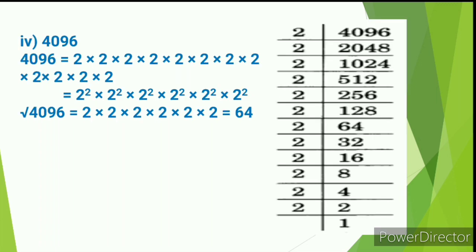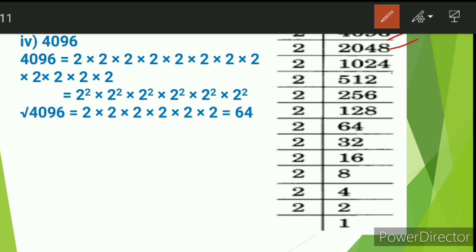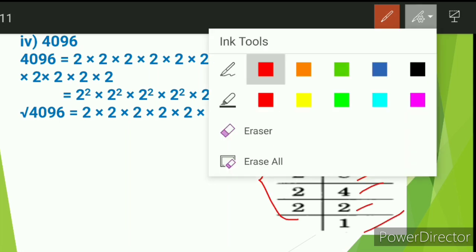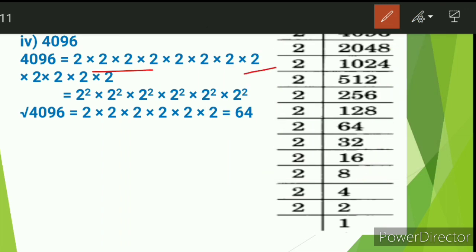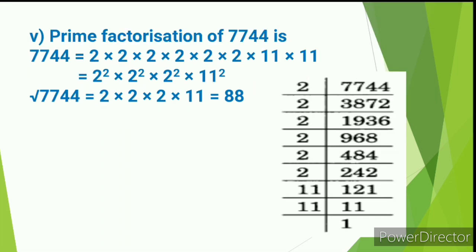Next, 4096. It is also an even number. All the quotients are even numbers only, so all of these are divisible by 2. Totally you will get 12 twos. Write in the form of squares and take the square roots. Altogether, you multiply the square roots, you will get 64 as the square root of 4096. One more square number.